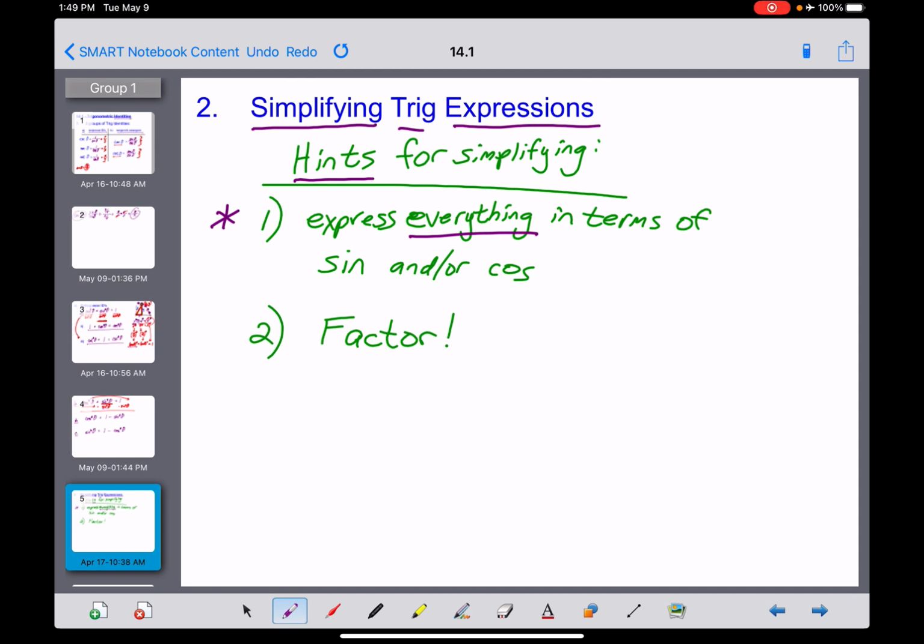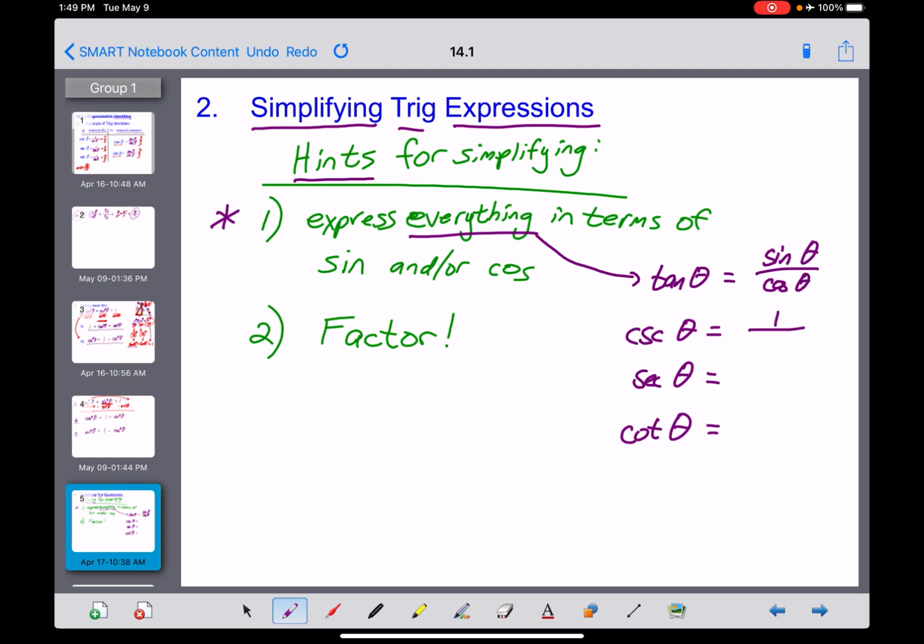Okay, now real quickly, if you wanted to jot all this down yet again, what we've learned here, guys, is that all of the other trig ratios, tangent of theta, cosecant of theta, secant of theta, and cotangent of theta, the other 4 can all be expressed in terms of sine and cosine. Tangent of theta can be written as sine of theta over cosine of theta. Cosecant of theta is 1 over sine of theta. Secant of theta is 1 over the cosine of theta. And cotangent is the reciprocal of tangent. So that's going to be the cosine of theta divided by the sine of theta.